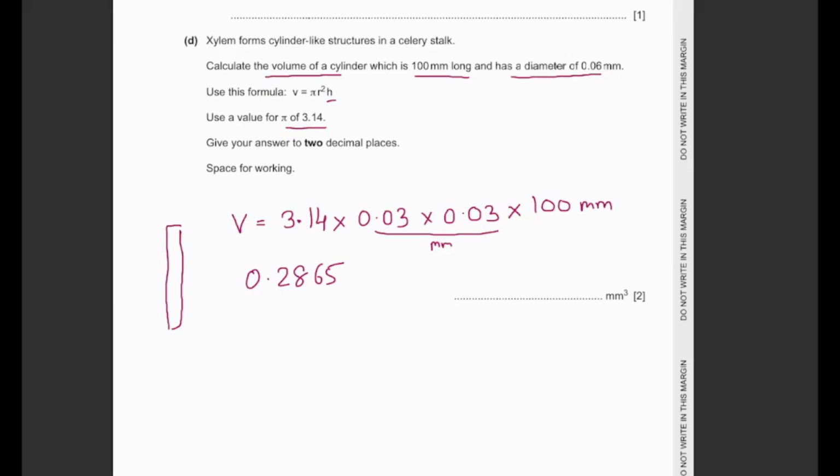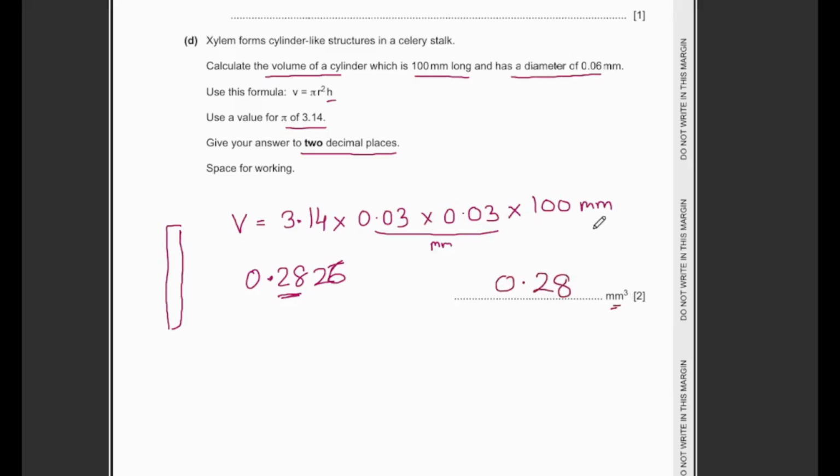Yes, 2826, right? Okay, that was there, 2826 in this calculator. But if we move to the next one here, give your answer to 2 decimal places. So only for 2 decimal places, that means my answer should be 0.28.